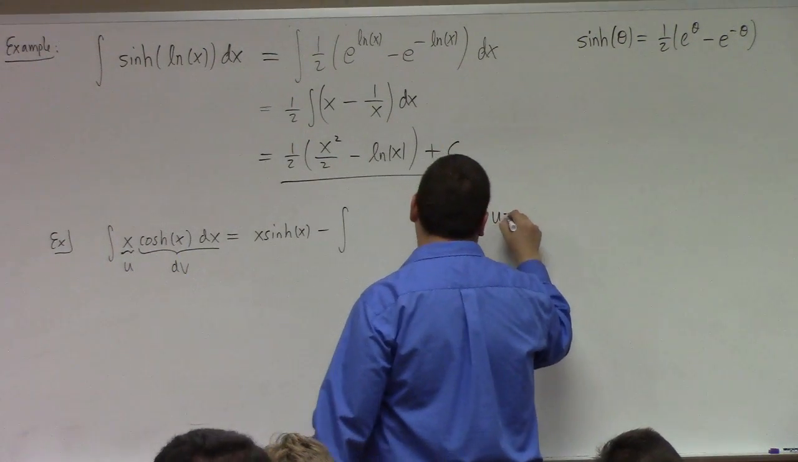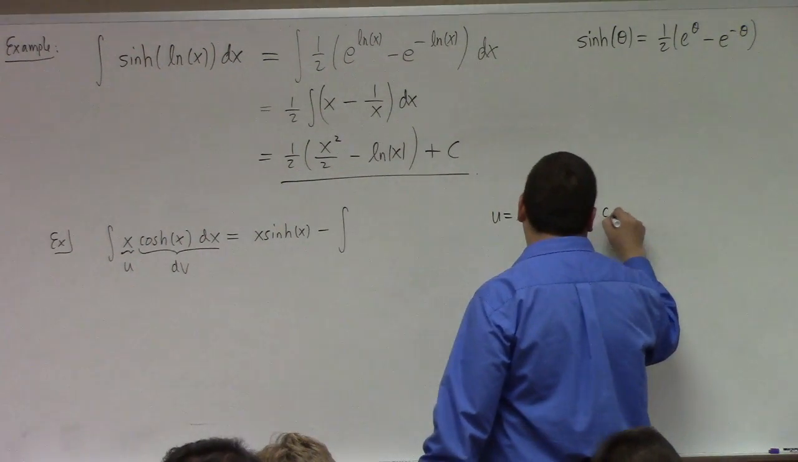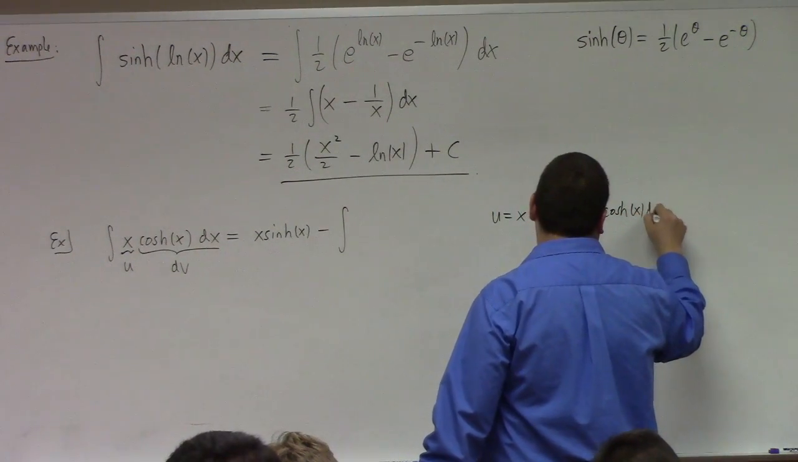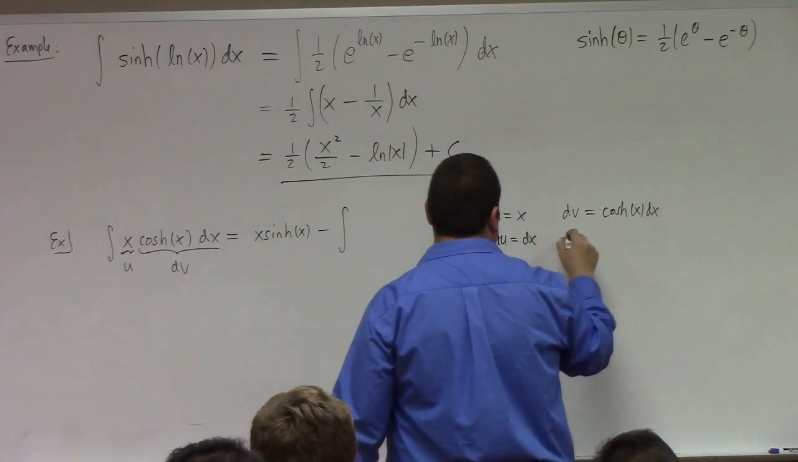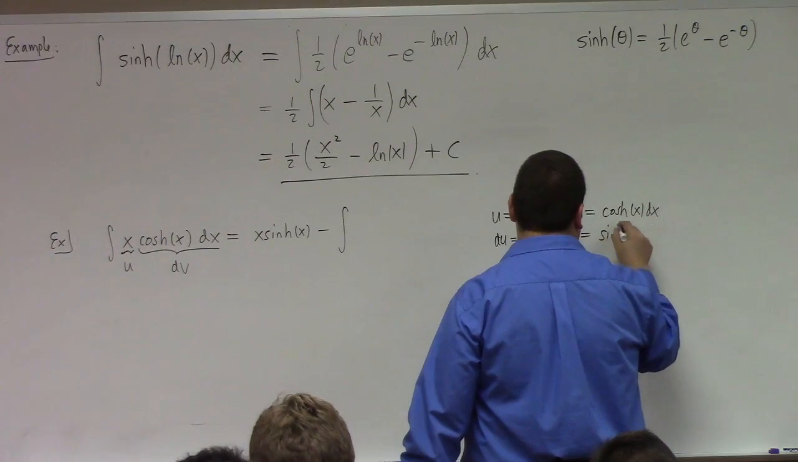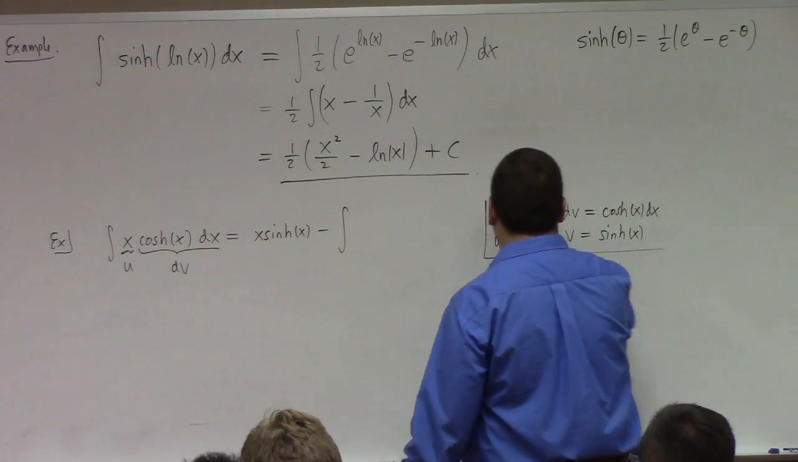So I'd let u equal x. My dv was cosh x dx. Again, LIATE is just a heuristic. It's really not a universal truth. It's just something to try. If it doesn't work, try something else, right?